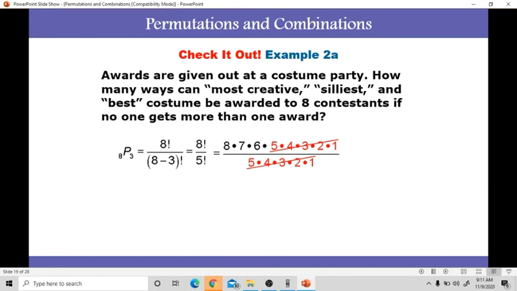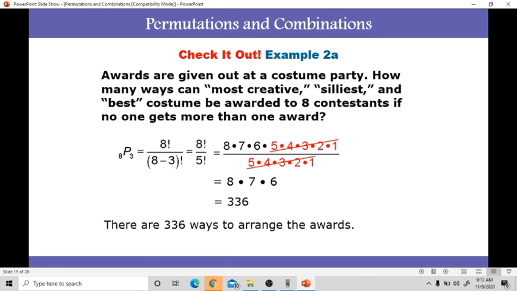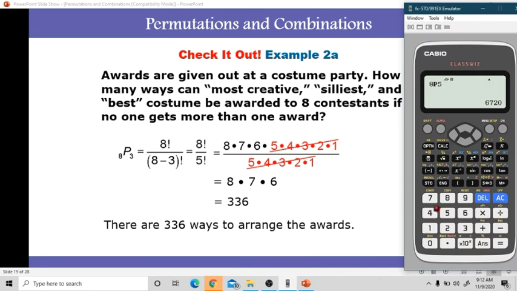Okay, cancel out 5 times 4 times 3 times 2 times 1. 8 times 7 times 6 na lang yung matitira. 8 times 7 times 6 is equal to 336. There are 336 ways to arrange the awards. We can use calculator to find 8 taken 3 at a time. 8P3 is equal to 336.